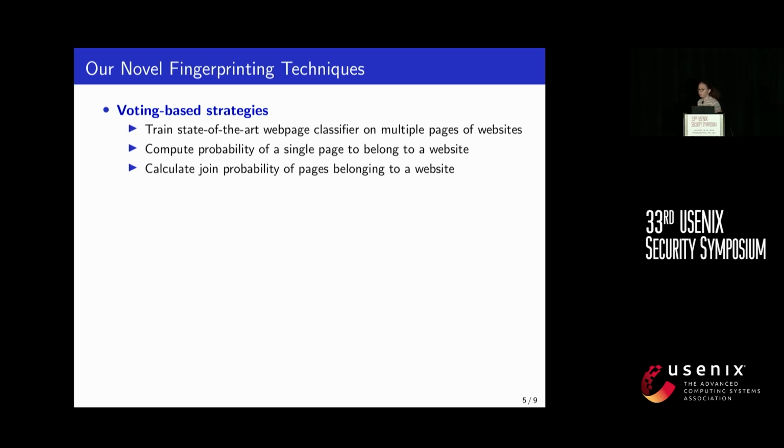So let me give some insights into our fingerprinting strategies. For our voting-based strategies, we train one web page classifier on multiple pages of the same website, and we compute the probability of a single page belonging to this website. And finally, we calculate a joint probability for the pages belonging to the same website, so whether a sequence of pages belongs to this website or not.